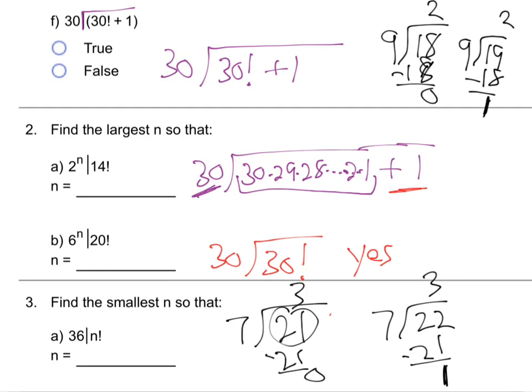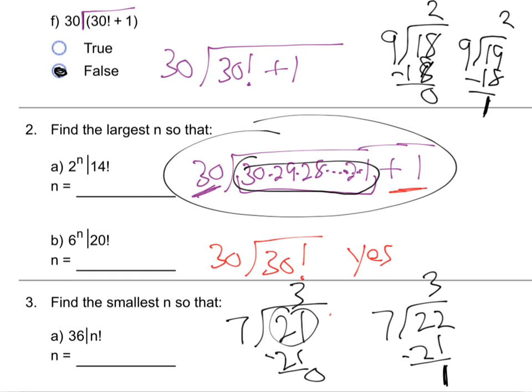So what do we think is the answer to this question? False. Yeah, it's got to be false, doesn't it? Because we know it goes into this piece. So if you add 1, it's going to have a remainder of 1, won't it? That makes sense? All right, I'll move on if you're good with that. How about number 2?